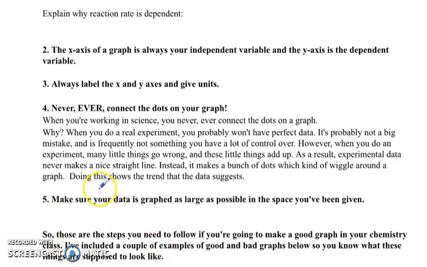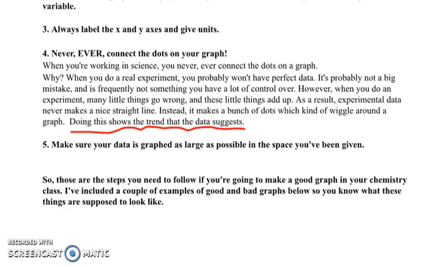So what is really important is to make a line of best fit, and it's showing the trend that your data suggests. So as one is going up, is the other one going up in a linear fashion? That's something you need to think about. Finally, it says make sure your data is graphed as large as possible in the space you've been given. You probably have to know how many lines you have and the ranges of your x and y data, and probably just divide your range by how many squares you have, and that will tell you roughly what each square should be.